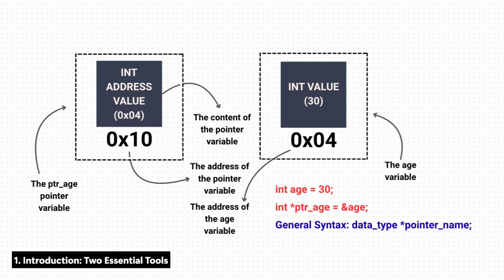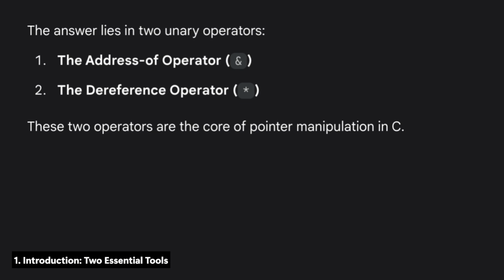One. Introduction to essential tools. In the last lesson, we learned that a pointer stores an address. But how do we get an address in the first place, and once we have it, how do we use it to access the actual data? The answer lies in two unary operators: the address-of operator, ampersand, and the dereference operator, asterisk. These two operators are the core of pointer manipulation in C.